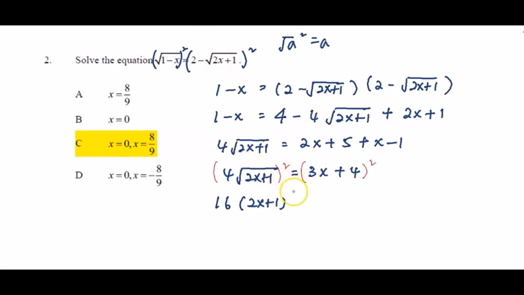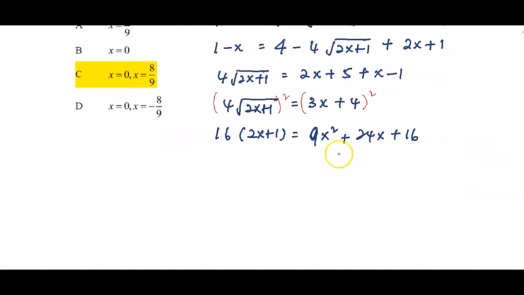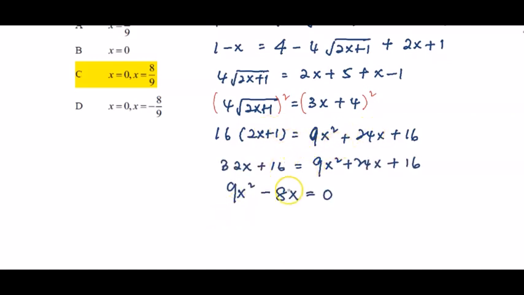Okay. Then you got, sorry, the square root of (2x plus 1) squared. That will be 2x plus 1 equals 9x squared plus 24x plus 16. So here you can see that later on you'll get a quadratic equation. After I have expanded and simplified, I got this quadratic equation.